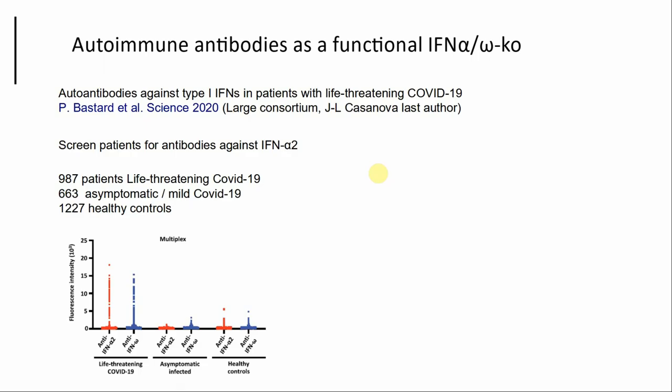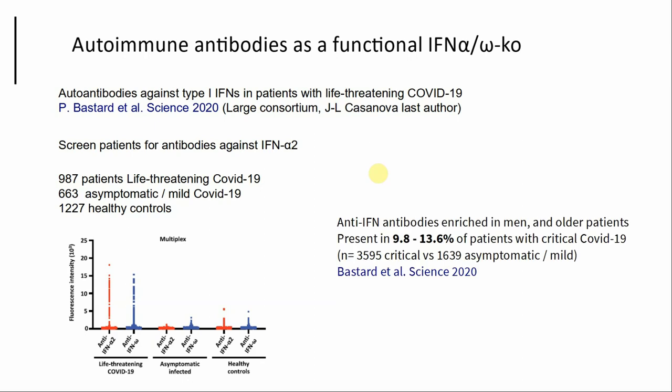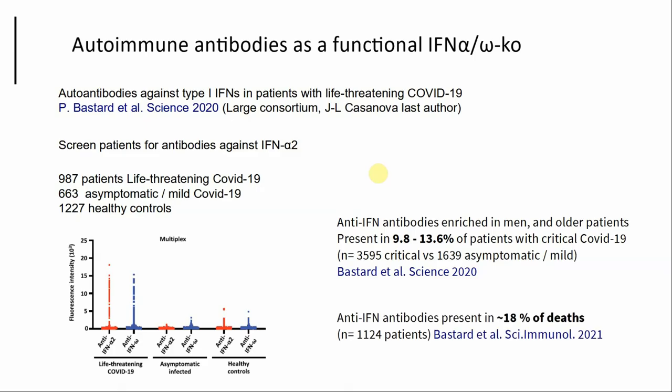If you look at the titer of anti-interferon alpha antibodies here in the severe life-threatening COVID patients, there's a whole bunch of people with these anti-interferon alpha antibodies, almost nothing in people with asymptomatic infection or the healthy controls. And so they actually had these anti-interferon antibodies in about maybe 10 to 15% of patients with critical COVID-19. The difference here depends on the threshold for positive response. So this is a higher titer. If you lower the bar a little bit, you find that maybe 14% of people have these antibodies. And they also found these antibodies present in almost 18% of people who died.